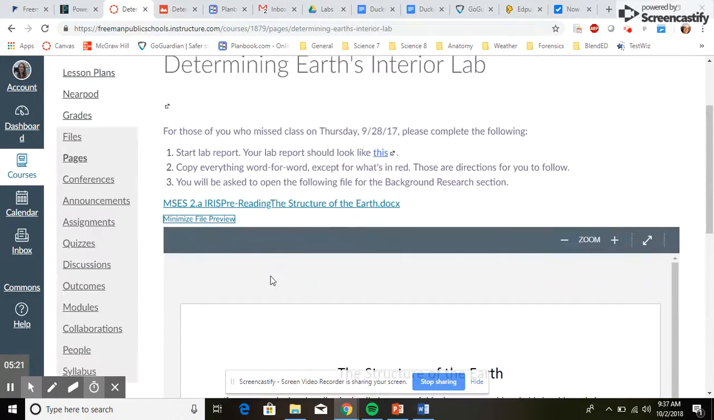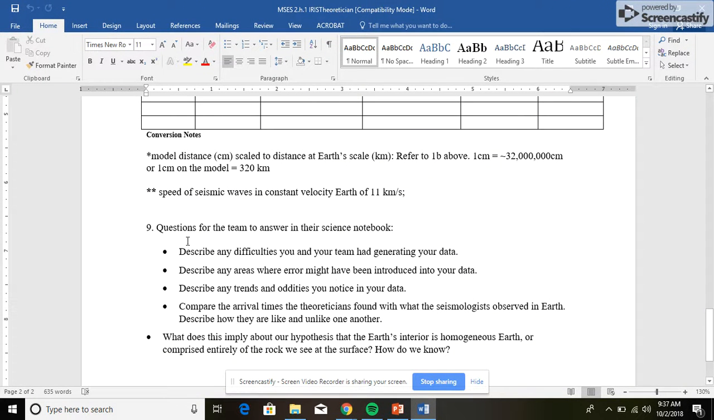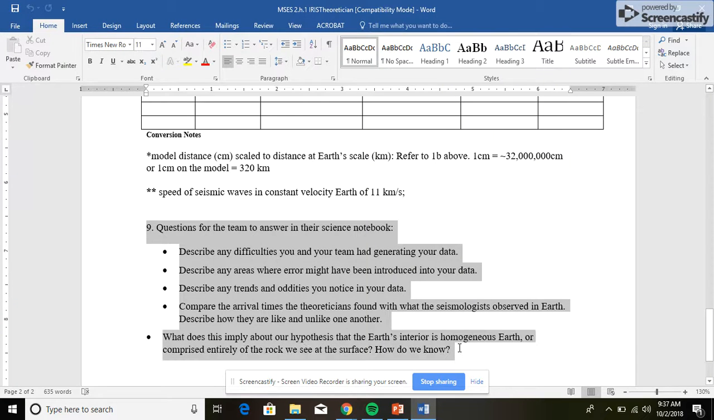Then the last thing you'll do, you can start answering the conclusion questions. They are on the bottom here. You'll have this in more detail later, but you can write on your worksheet if you want, but start writing the answers to these questions so you have them for the conclusion of your lab report. Please see me if you have any questions. I'll be walking around to help you.